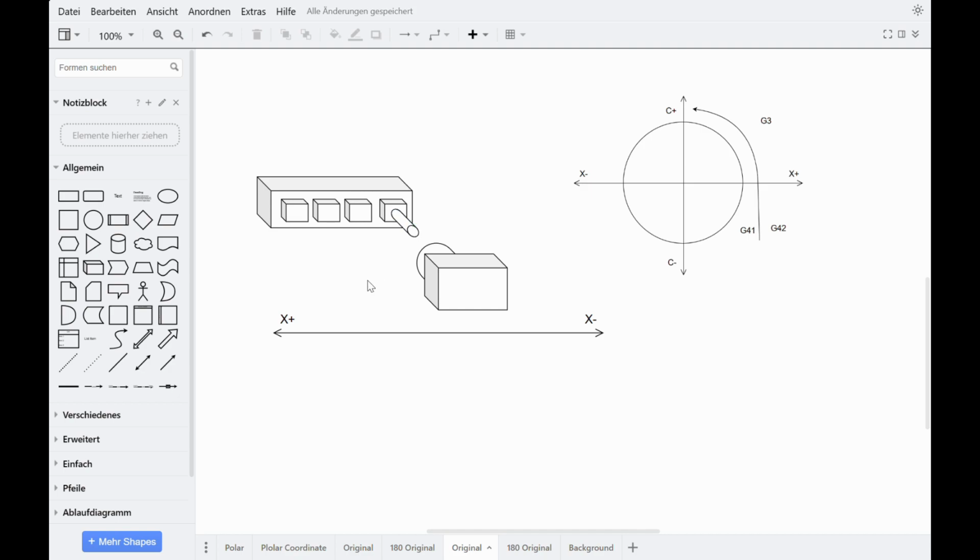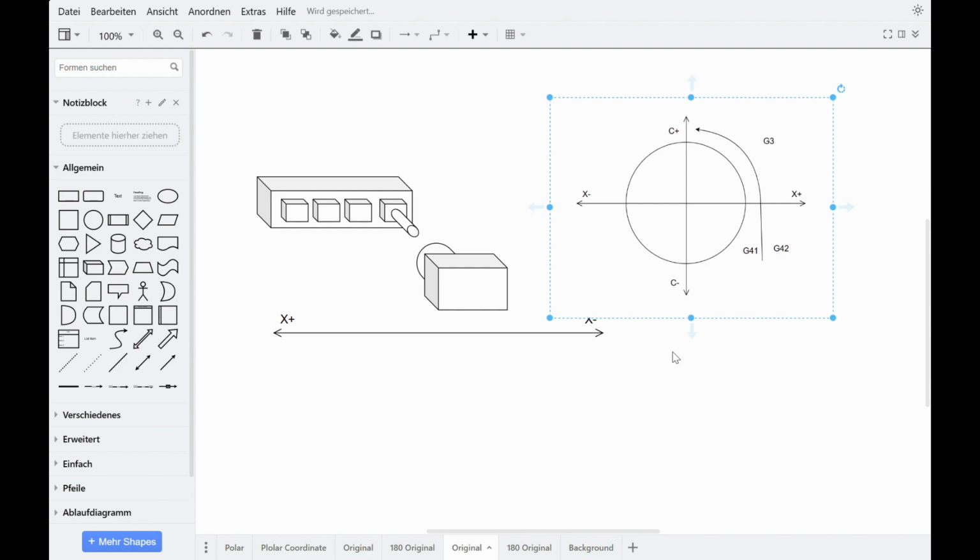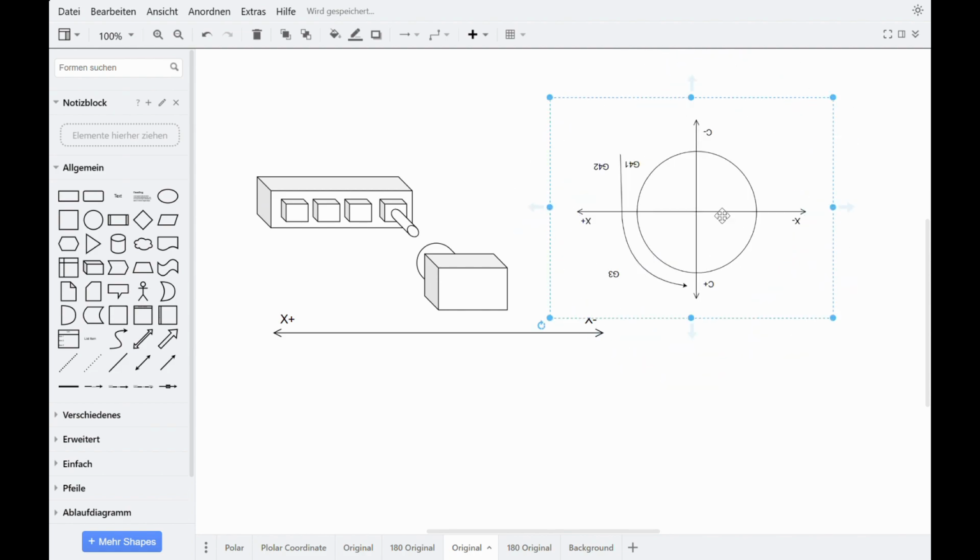When we are looking at our machine, the X plus is on the left side and the X minus is on the right side. But in our coordinate system, the X plus is normally on the right side. So what I do, I take this for programming and rotate it 180 degrees. So now my X plus is on the right, X minus is on the left, and the C minus is on the top.